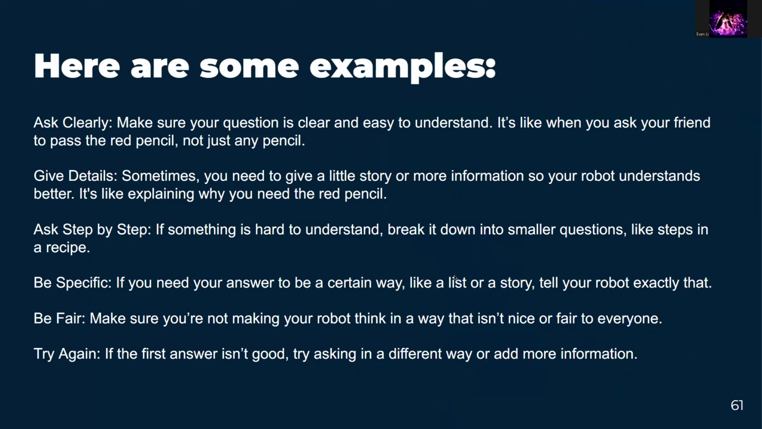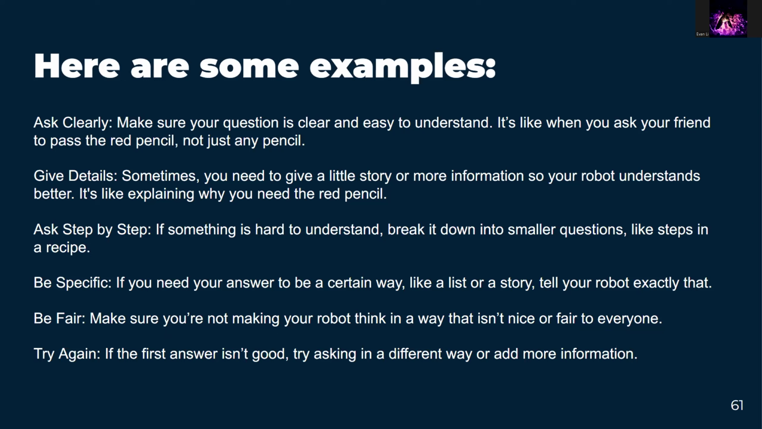Here are some examples. You want to ask clearly. Make sure your question is clear and easy to understand. It's like when you ask your friend to pass the red pencil, not just any pencil. You want to give details. Sometimes all you need to do is give a little story or more information so that your robot understands better. It's like explaining why you need the red pencil.